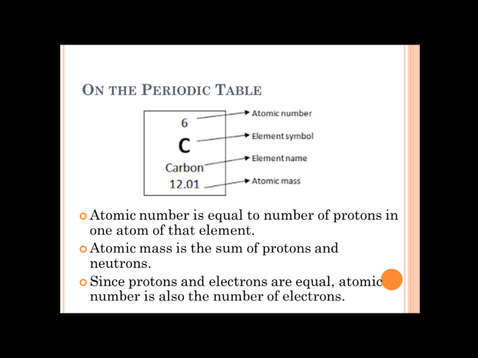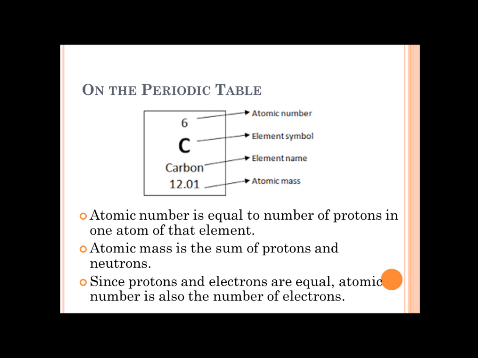So the way you can figure it out is a lot of times the mass is a decimal, whereas the atomic number is not. And also, the atomic mass is generally bigger than the atomic number. So if you're looking at an element and you're not sure which one is the atomic number and which one is the atomic mass, the bigger one is probably the mass.